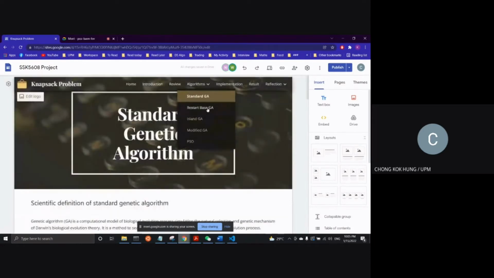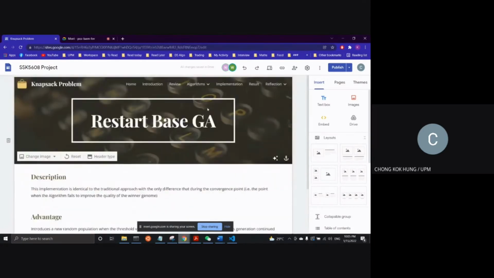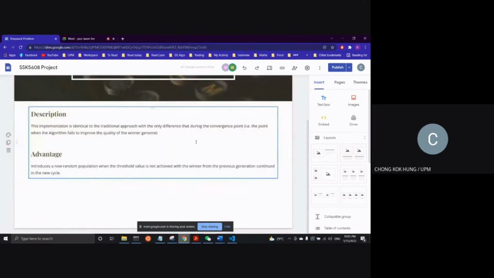Our second algorithm is the restart-based genetic algorithm. This implementation is basically identical to the traditional approach that I mentioned just now, with the only difference that at the convergence point, the point when the algorithm fails to improve the quality of the winner genome, the advantage of this algorithm is that it introduces a new random population when the threshold value is not achieved, with the winner from the previous generation continuing in the new cycle.